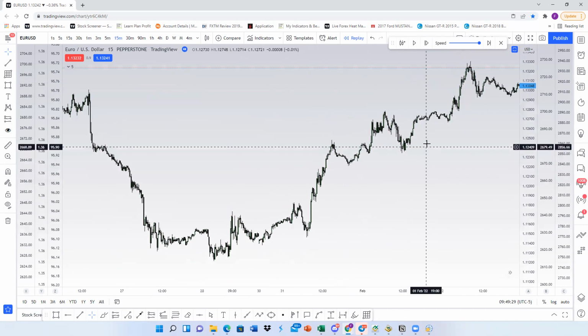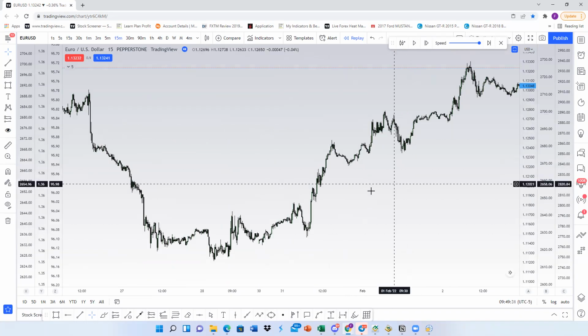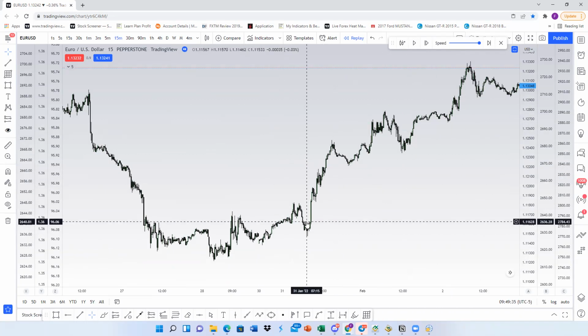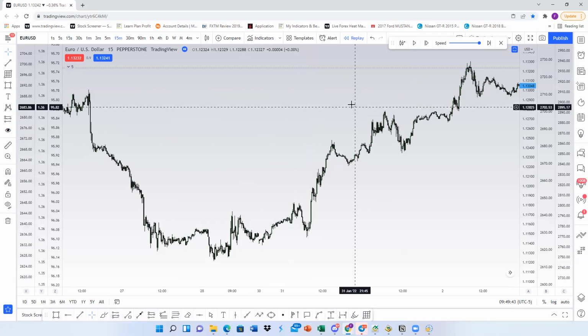Okay. Now I personally don't trade like this because I don't like holding my positions. But if you do trade like this, you're going to have a very good win rate. Okay, but that's of course if your psychology can support you.